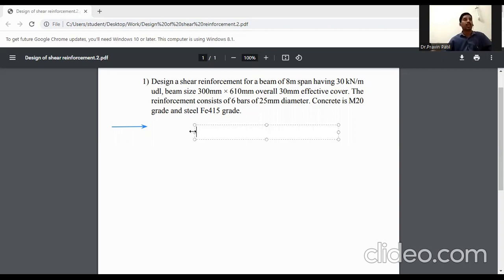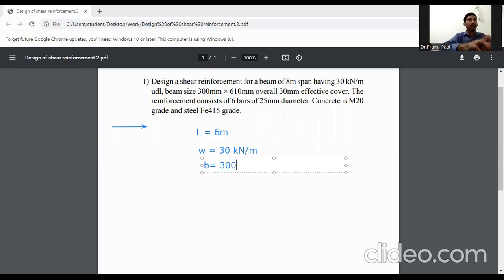So span it is given L is equal to 6 meter. And UDL loading it is given W is equal to 30 kilonewton per meter. Then beam size it is given, width of beam B is equal to 300 mm. And overall depth of beam, that means capital D, is equal to 610 mm. Then effective cover it is given, that is D dash, D dash is equal to 30 mm.